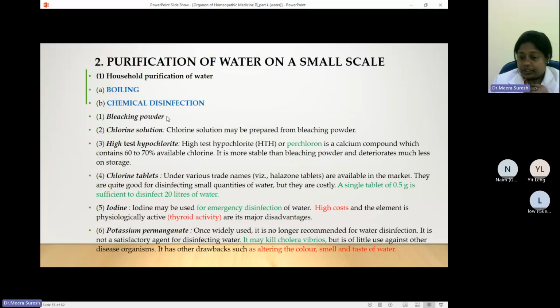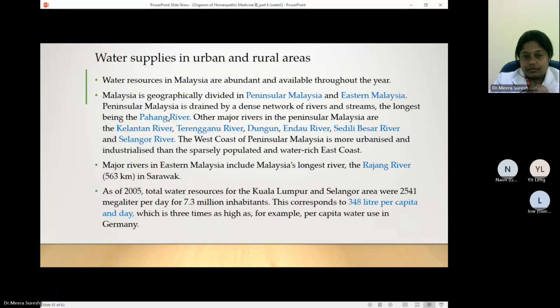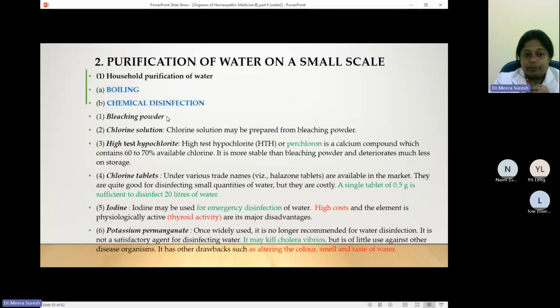So having done with the purification of water on a large scale, that is the storage, the filtration, the disinfection, let's see how to purify water on a small scale. Water purification on a small scale means household purification. The best one is boiling, which is commonly done in all houses. I can't say the best one because of the problem I told, but it is the most common thing that is done in every household.